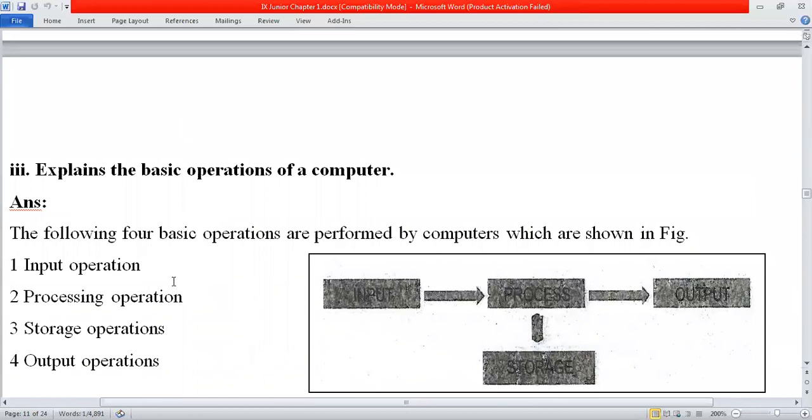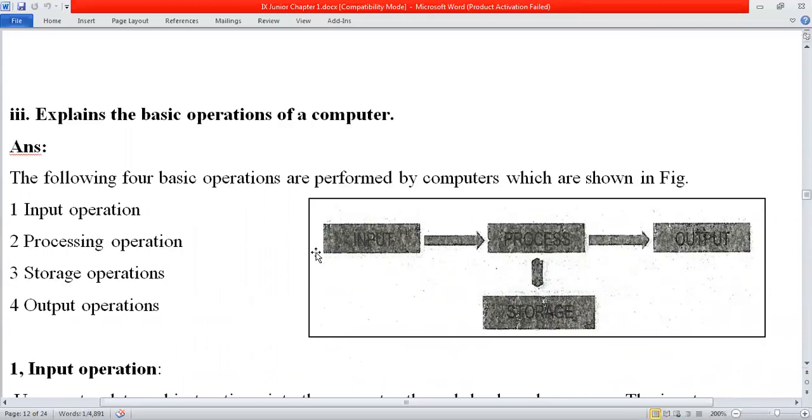Next important question. Most of the time I saw this question in the federal board paper, so this is a very important question: explain the basic operations of computer. There are four basic operations of computer: input, process, storage, and output. Already we have discussed in very detail.